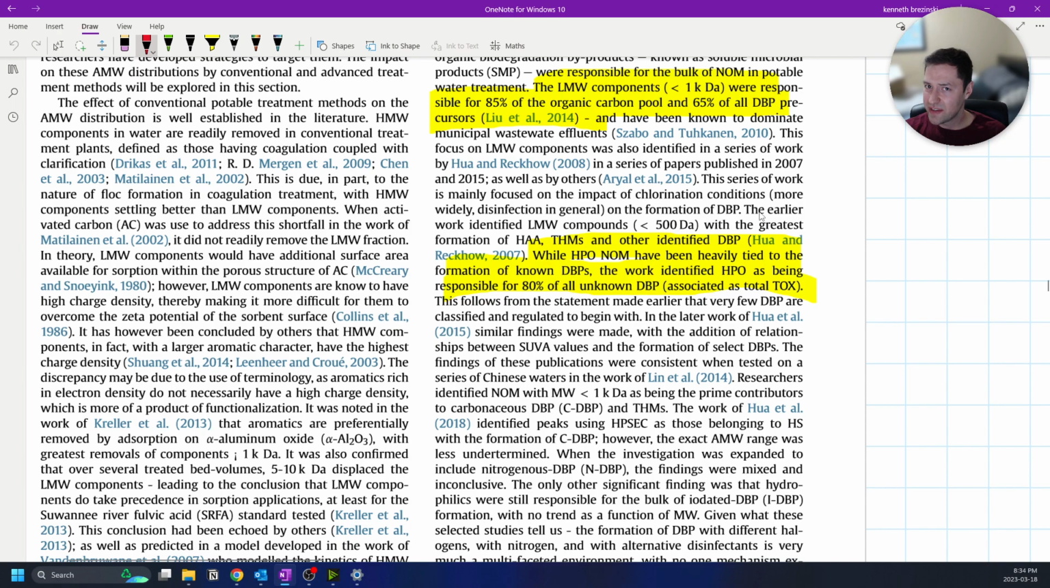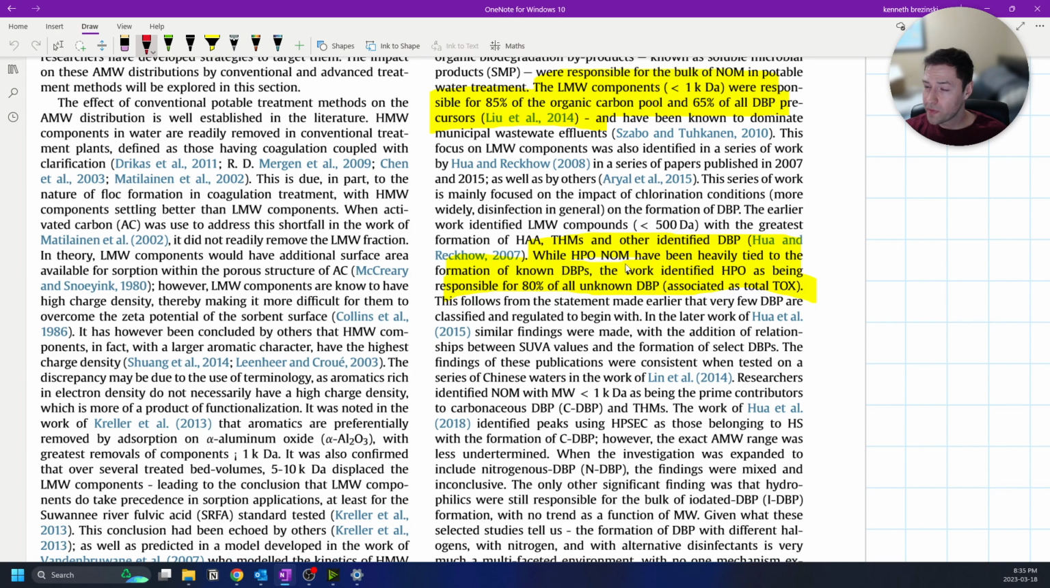So that tells us a little something. Additionally, we have here the earliest work identified low molecular weight compounds, less than 500, with the largest formation of HAAs, which are haloacetic acids, another subset of disinfection byproducts. So we're concerned with, underneath disinfection byproducts, haloacetic acids and trihalomethanes. These are just one form.